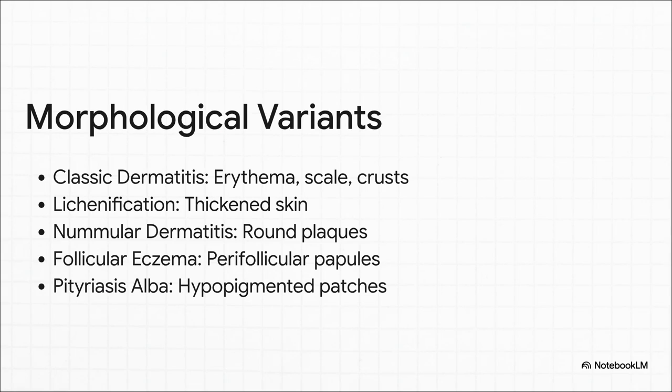And on top of that, AD is a real chameleon. It's a master of disguise. You can have a single patient with several of these looks at once. You'll see the classic scaly dermatitis, of course, but you'll also see lichenification, that thickened, leathery skin from chronic scratching. You can get these coin-shaped nummular plaques, and you'll see follicular eczema with those little bumps around the hair follicles, which again is a presentation you'll see more commonly in skin of color.